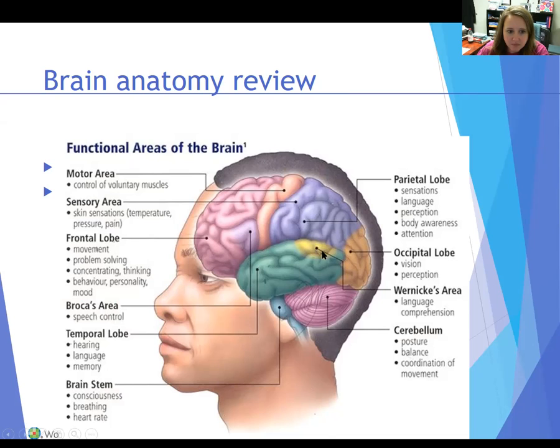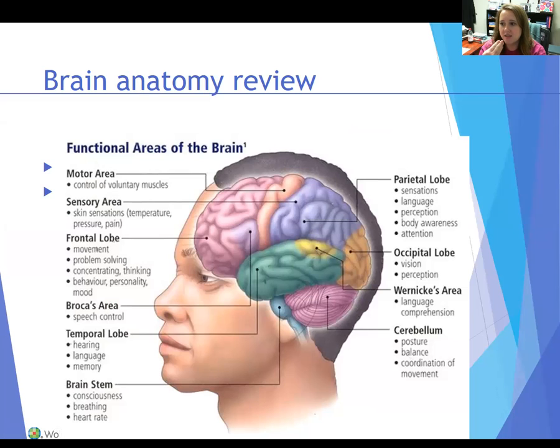And then we have the cerebellum, and this is responsible for posture, balance, and coordination movement. And our brainstem controls really important stuff, so our consciousness, our breathing, and our heart rate. So that's really important.